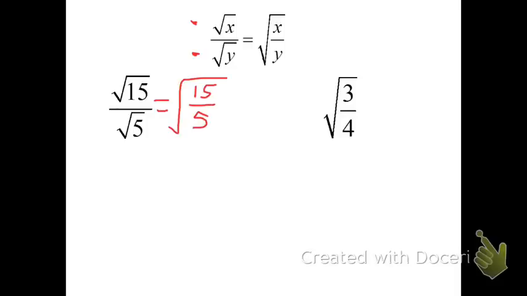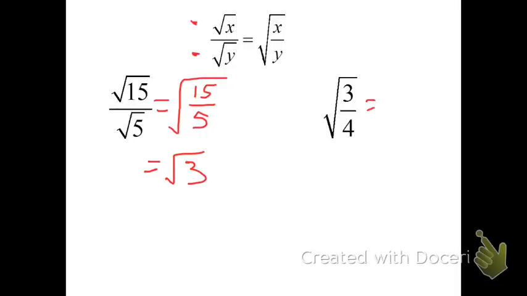So in the first case, in the original problem, we were taking the square root of the numerator and denominator before we were dividing. Now we're going to divide before we take the square root, which makes life a whole lot easier because 5 goes into 15. So the square root of 15 over the square root of 5 just becomes the square root of 3. Alright, the opposite also works.